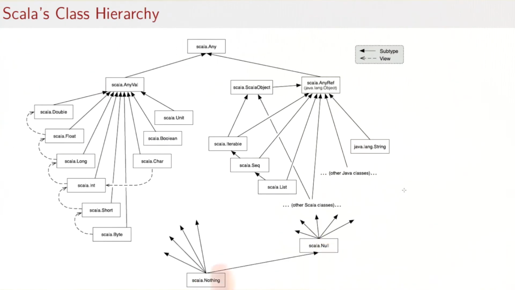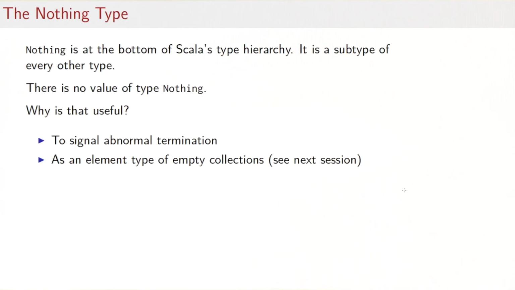So what about those two types at the bottom, Nothing and Null? Nothing is at the very bottom of all Scala types. It's a subtype of every other type. And there's no value that has type Nothing. So you might ask, well, why is that useful? How is a type that has no value useful? Well, there are actually two uses, and it turns out they're connected.